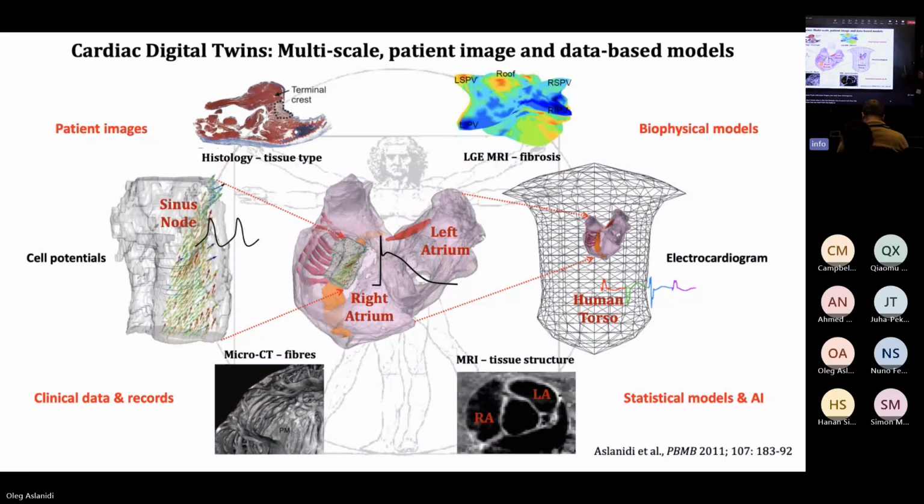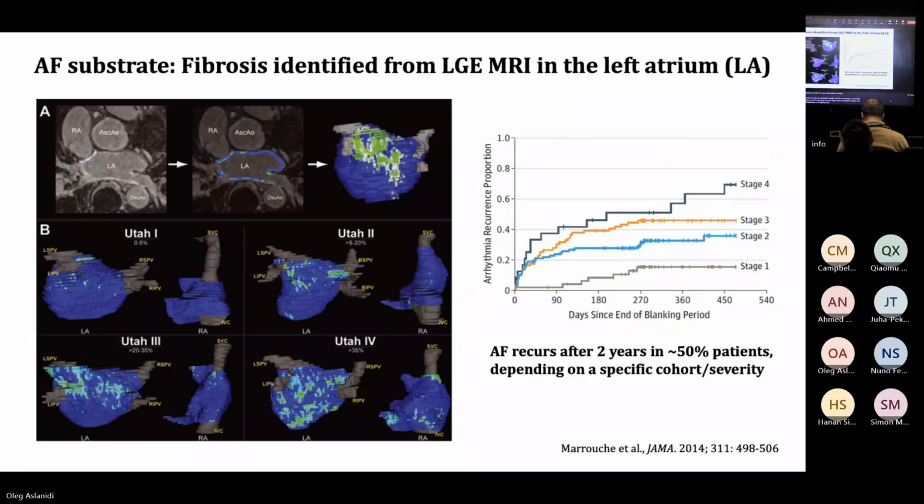So what we use is a biophysical model, which is a set of equations based on physical and biological laws that allows us to track the phenomena inside the heart and inside the body. And then we also use statistical models. The advantage of statistical models and AI is that they're much faster than biophysical models, and I will elaborate on it slightly later.